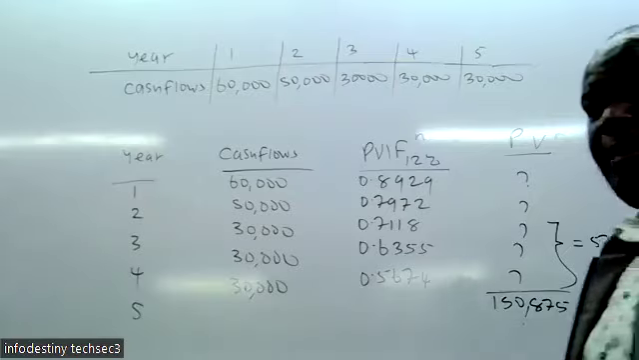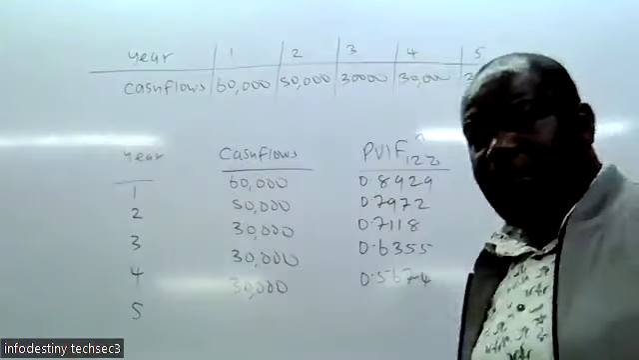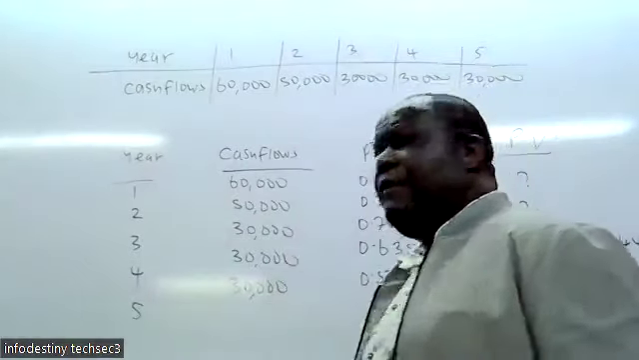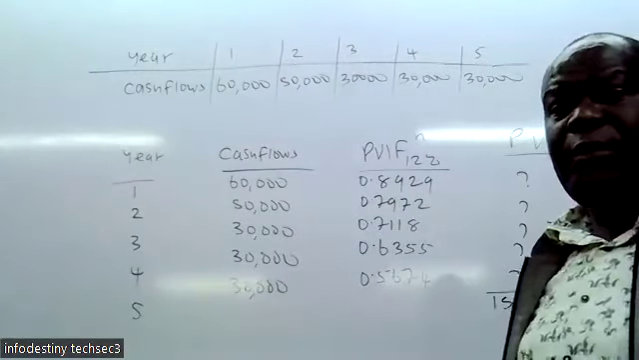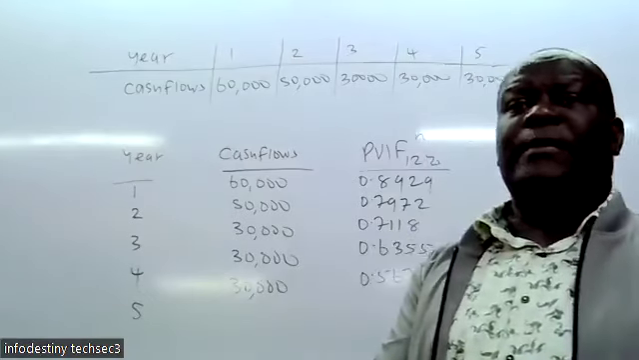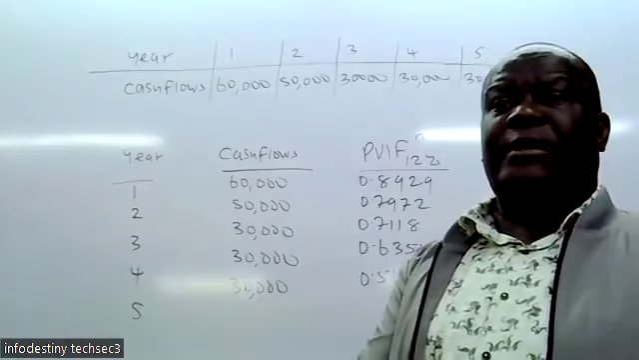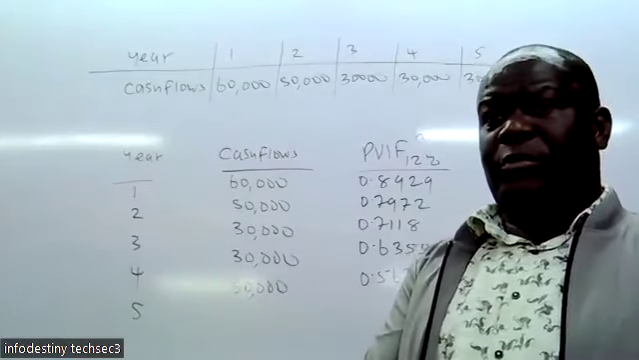There is something I wanted to show you about why we added those three separately. Because year 3, year 4, and year 5, those cash flows are the same. When cash flows are the same, we normally refer to them as annuities. So I want us to go back to the two tables.